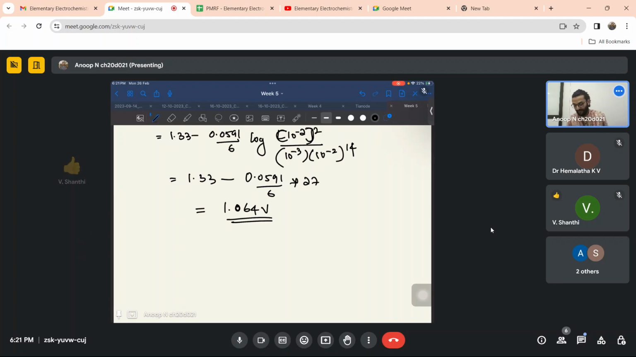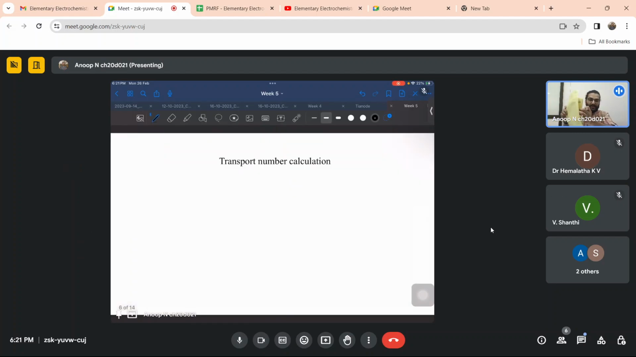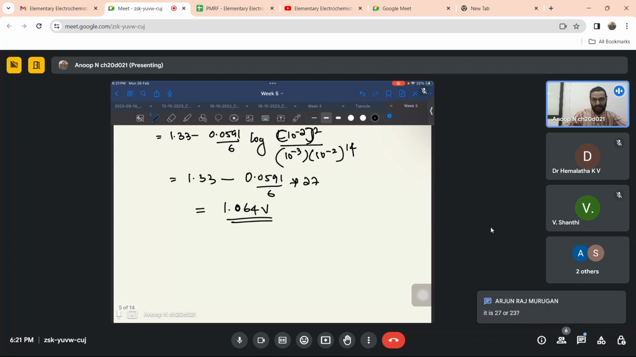Yeah. So now we'll move on to last week's portion. I'll try to go a little faster just to give a brief idea of what we have seen. If you are clear with that, which one, 27 or 23? Let me see. It's 10 raised to minus 28, 10 raised to minus 28 plus 31, 31 minus 4. Yeah, it's 27.